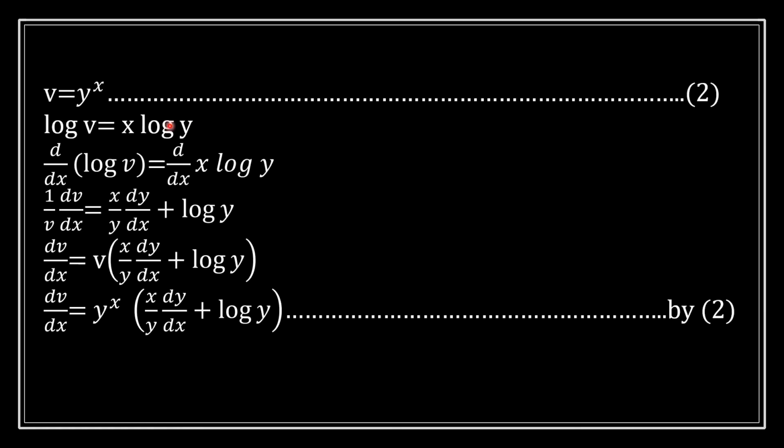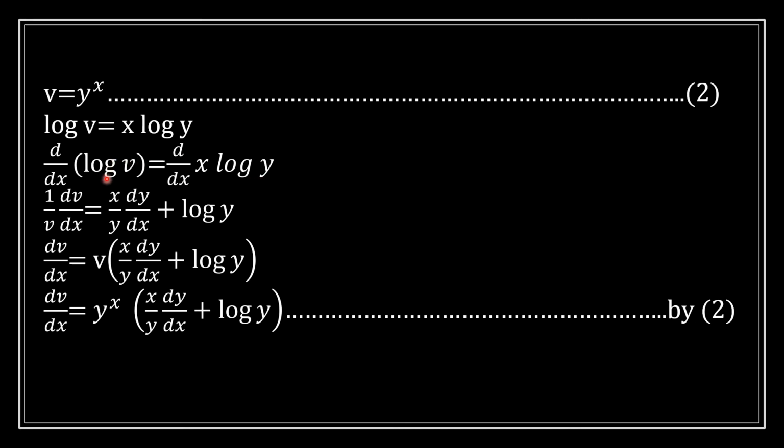Now we had already taken v is equal to y power x. Take log on both the sides. You have log of v is equal to x log of y, because x is the power, it will come down here in the base. So you are left with log of v is equal to x log of y. Now differentiating with respect to x on both the sides of the equation, we have d by dx log of v is equal to d by dx x log of y.